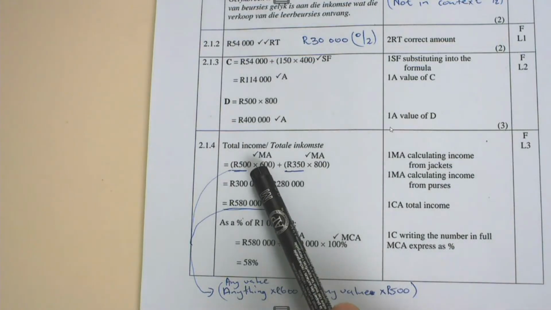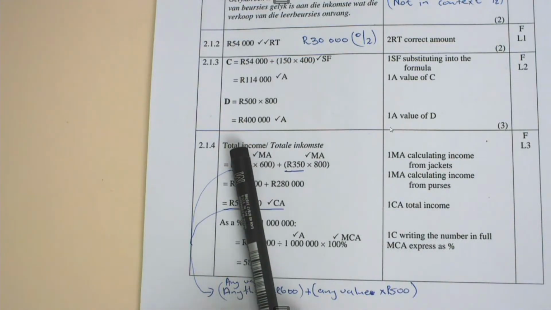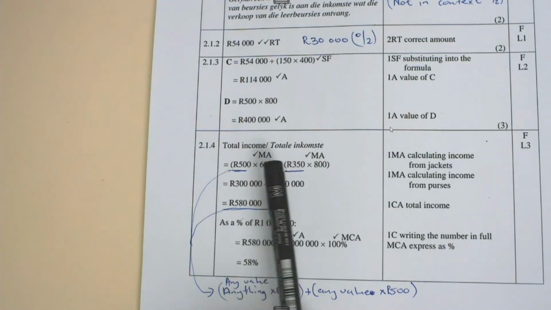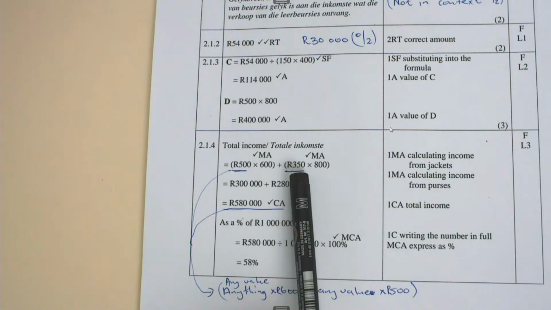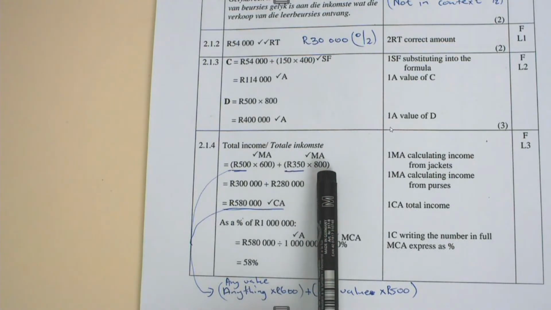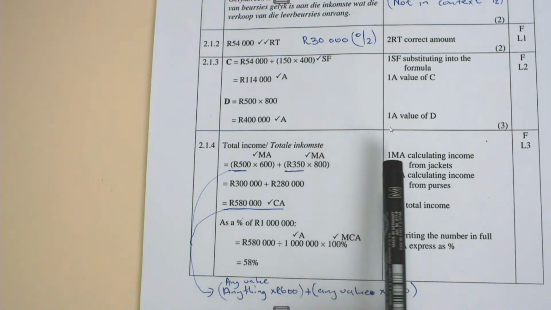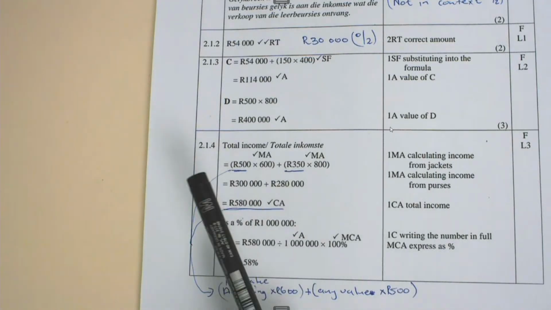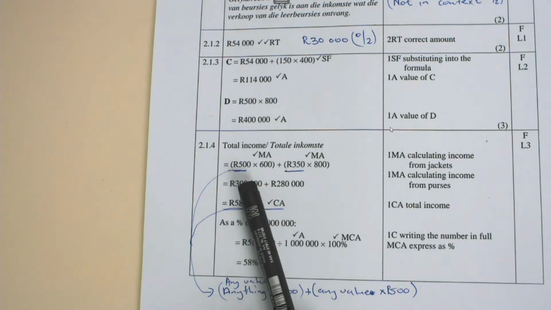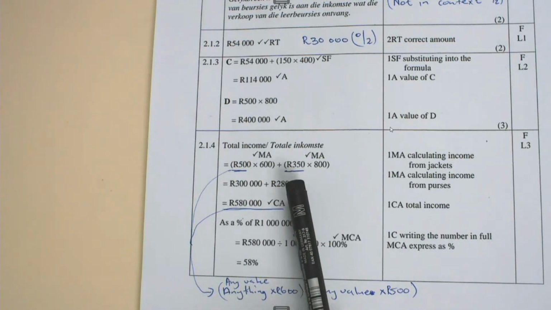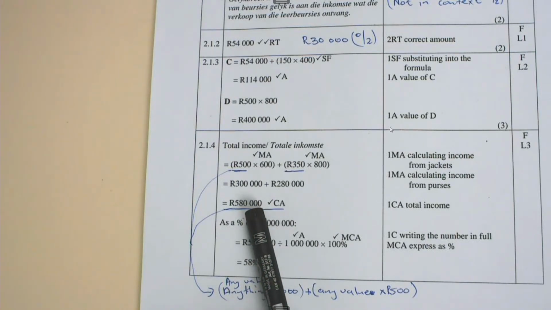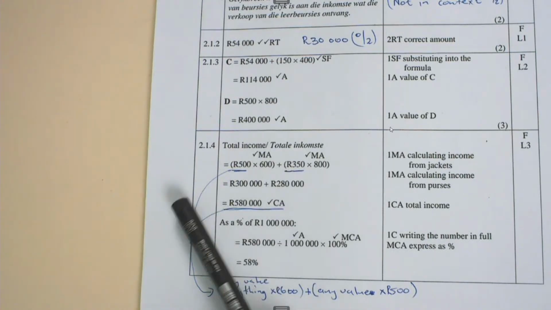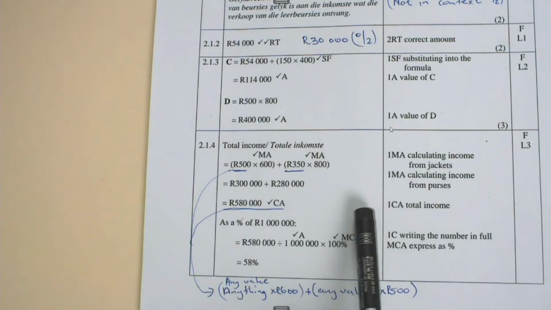If you check, we have 1 mark, method with accuracy, for multiplying 500 by 600. Another mark will be method with accuracy for multiplying 350 by 800. So it's 1 MA for jackets and 1 MA for purses. And then you see A, the total income. In other words, we don't mark 300,000 and 280,000. We mark the answer, which is 580,000, not those two numbers, please. It says CA, the total.